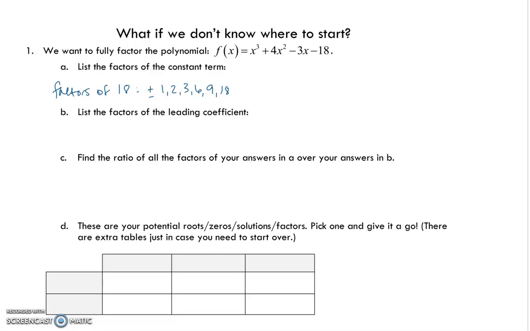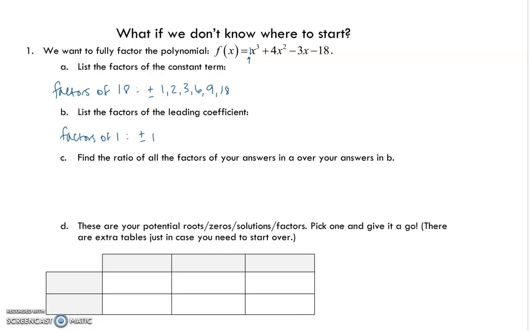Okay. So then we want to list the factors of the leading coefficient. Our leading coefficient is the number in front of our highest degree, or our highest exponent term, I should say. So our leading coefficient is 1. So that one's not too bad. If that number had been a 2, I would say plus and minus 1 and 2.